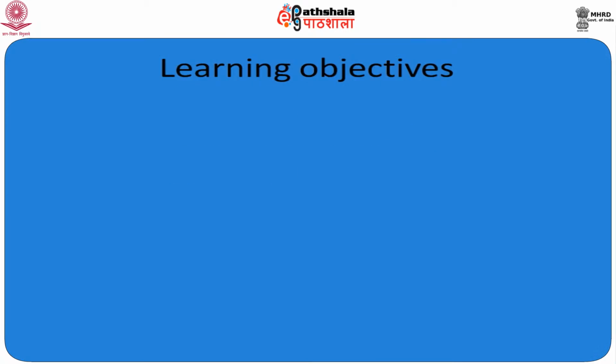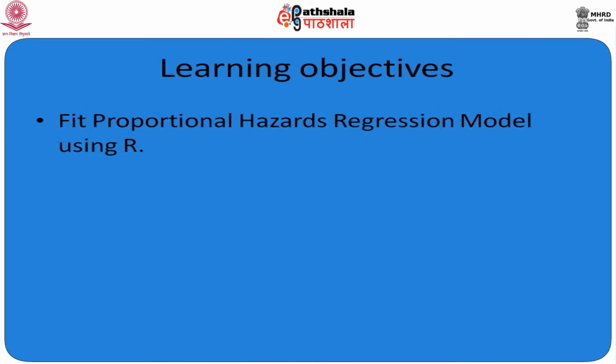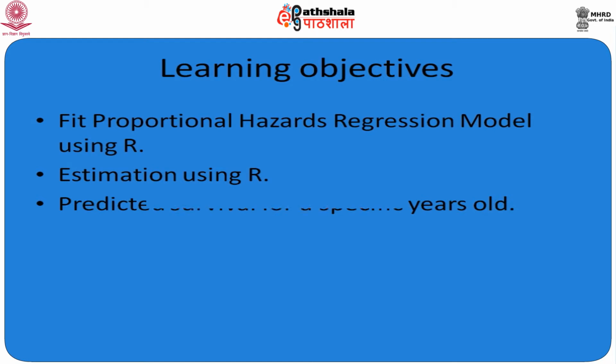In this module, we will check the application of Cox proportional modeling on a small data set through R. We are going for estimation and inference for the Cox proportional model using R. By the end of this module, we will see how to fit a Cox proportional hazards regression model using R, how to get estimates using R on survival data, and prediction about survival for patients of a specific age.